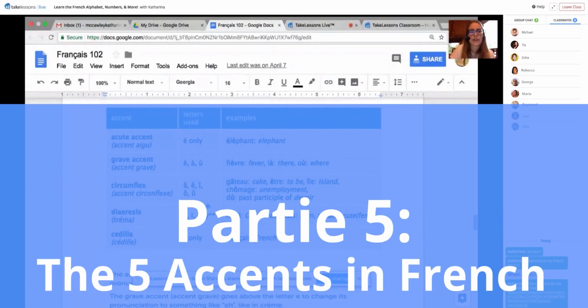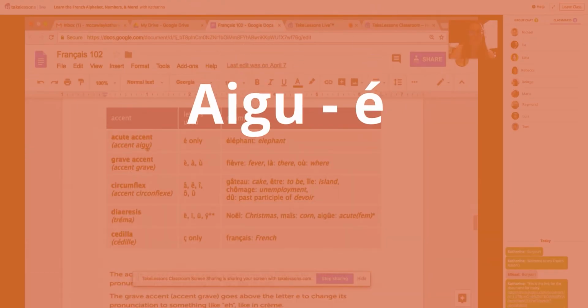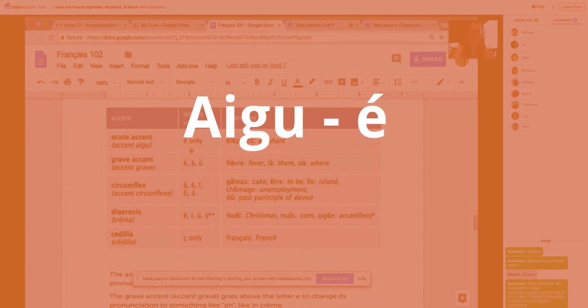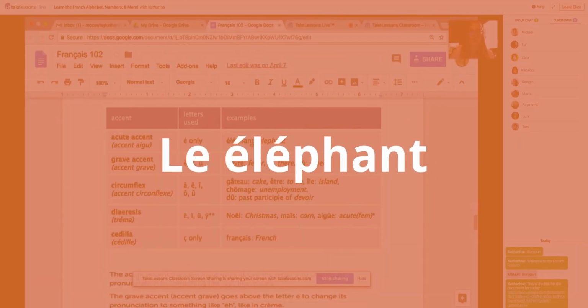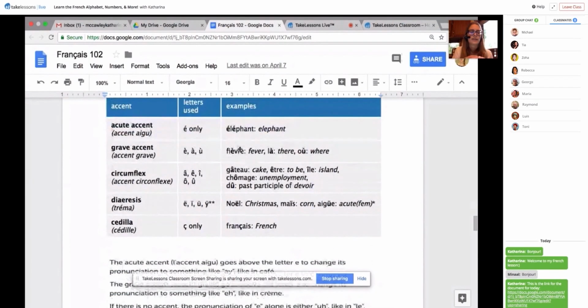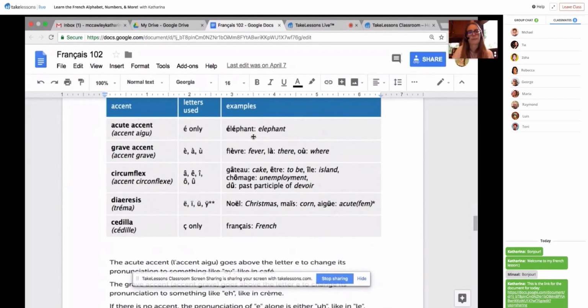But basically, we have 5 different categories. So we have the accent aigu, which is on an E only, and it goes from the bottom left to the upper right. For example, on éléphant. And that means that the pronunciation of the E changes to an A. So for example, café. It's almost like an AY sound, café.